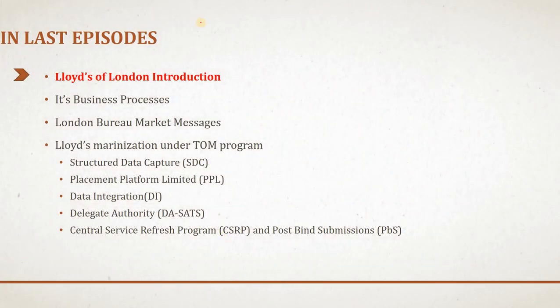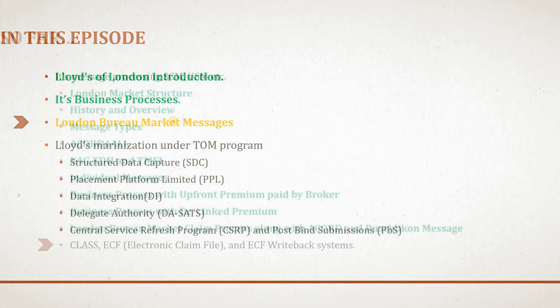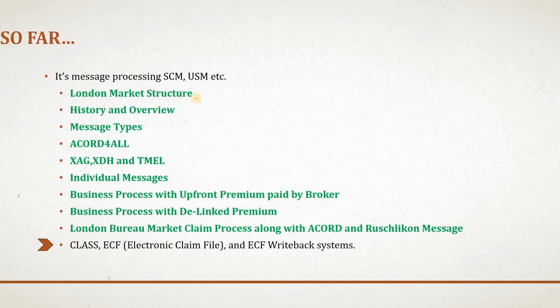So far we have covered the introduction about Lloyd's of London. We have also covered its various business processes specific to Lloyd's, ILU and LIRMA. Then we are currently looking at this business process, the London Bureau Market process, and within this we have covered quite a lot so far. We have covered market structure, history and overview. We have covered the message types. We have also covered Accord for All.